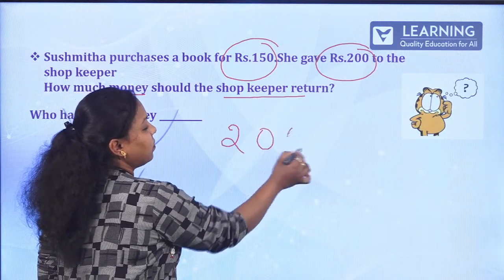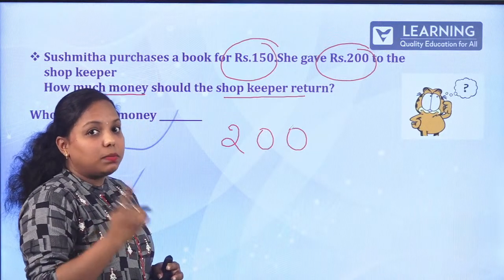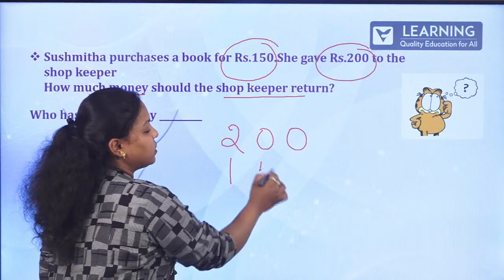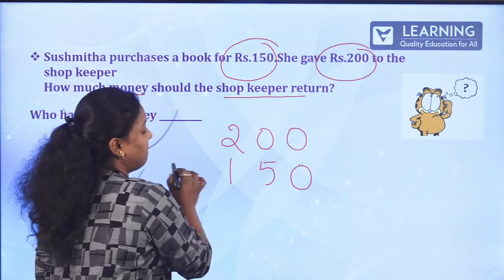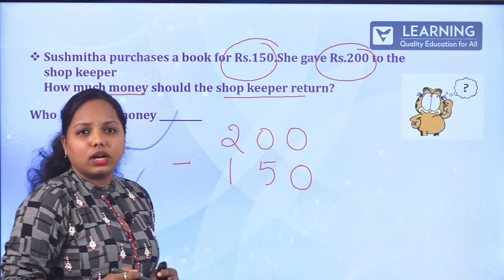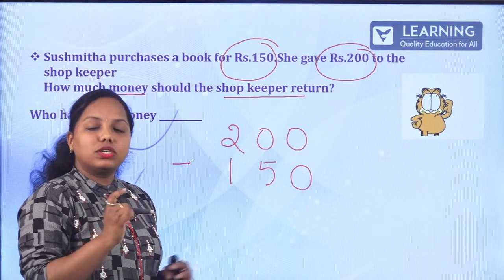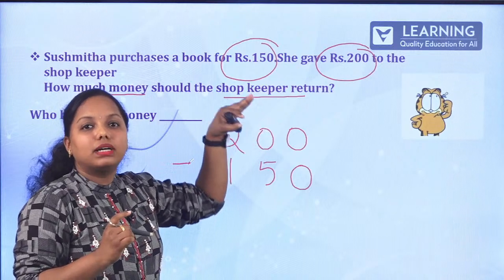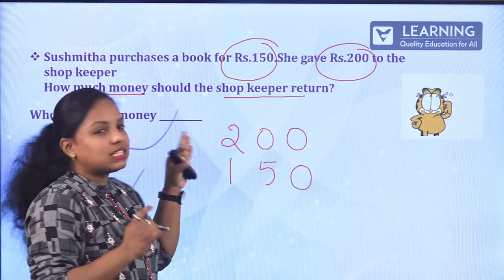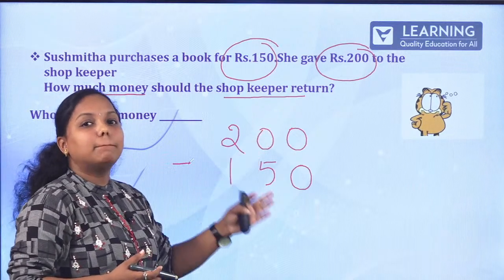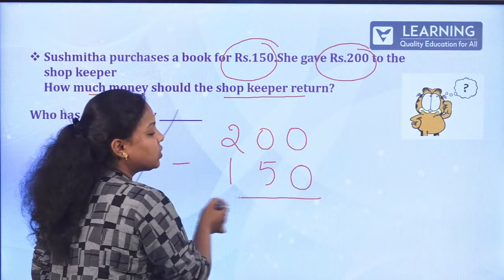200. Now pay attention because this problem is on borrowing. Now 150 minus... Ma'am, why are you writing 200 at the top? Because the subtraction rule is to first write the higher or greater number in the first statement. Since there is no statement, we are just writing with the digits. So 200 minus 150. How do I subtract this?